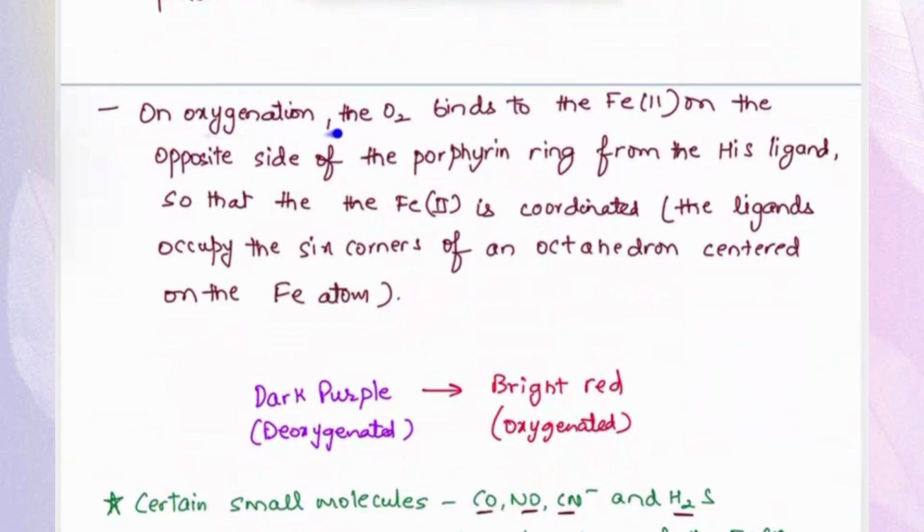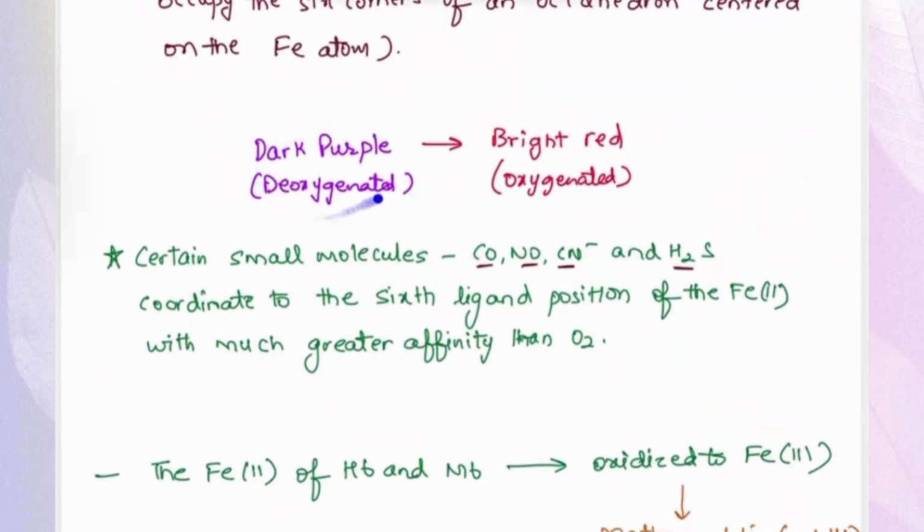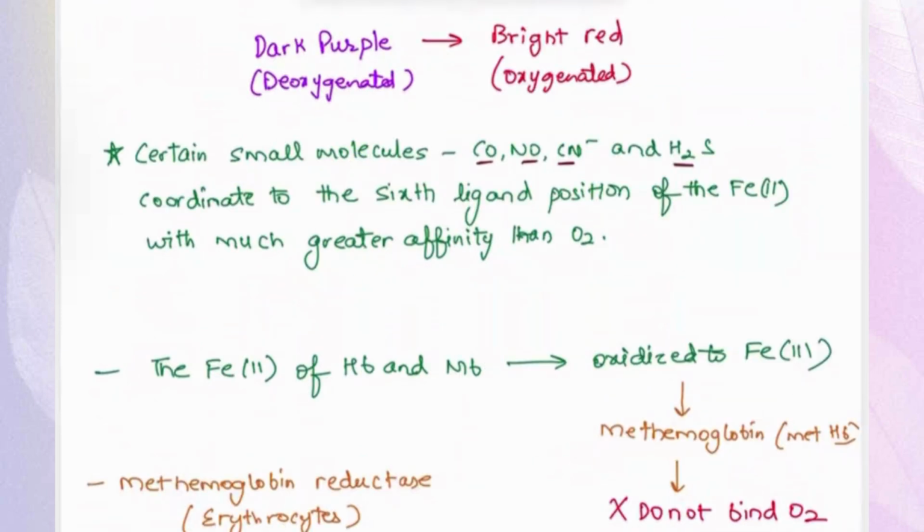On oxygenation, the oxygen binds to Fe²⁺ on the opposite side of the porphyrin ring from the histidine ligand, so that the iron is coordinated. The ligands occupy 6 corners. The deoxygenated hemoglobin is dark purple and the oxygenated one is bright red. Certain molecules like carbon monoxide, nitric oxide, cyanide and H2S coordinate to the 6th ligand position of the Fe²⁺ with much greater affinity than O2.